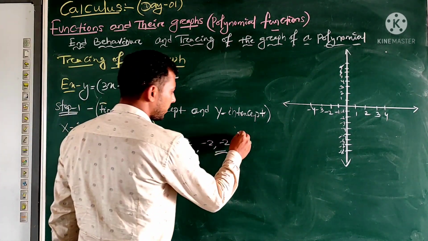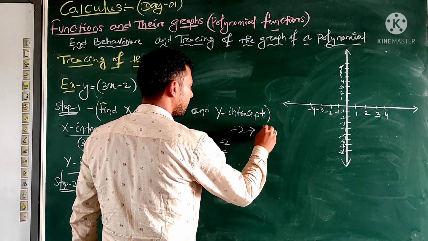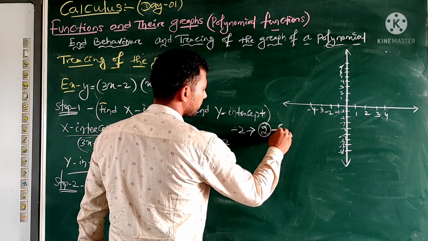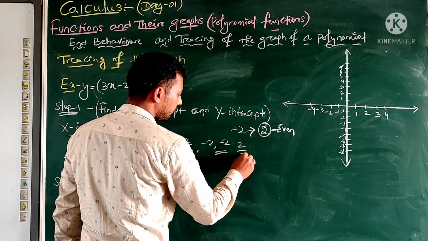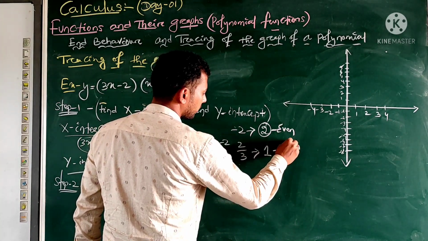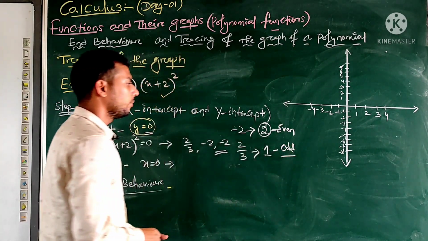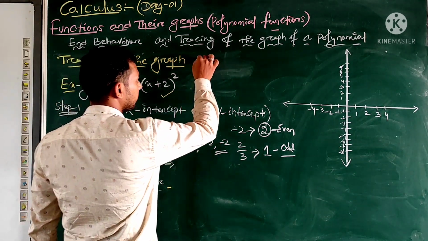So here for minus 2, the multiplicity is 2. That is, we can say it is even. Now if we are proceeding with 2 by 3, then it has multiplicity 1, so we can say it is odd. Depending upon the multiplicity being even or odd, you need to remember this thing.